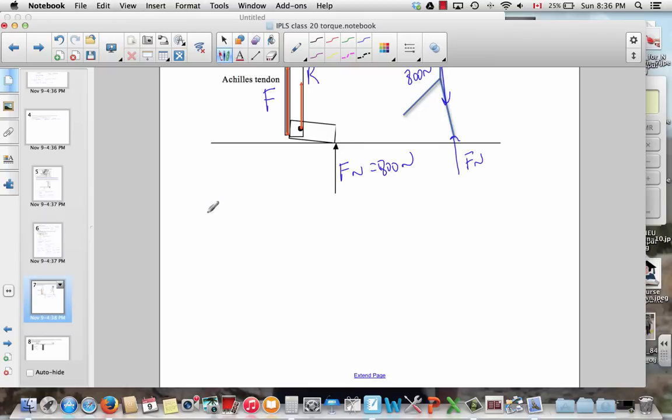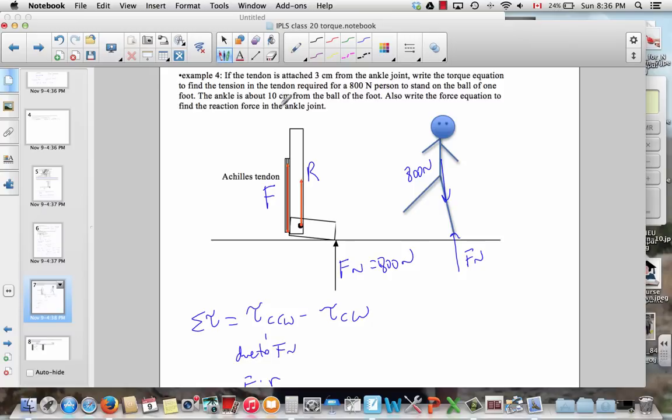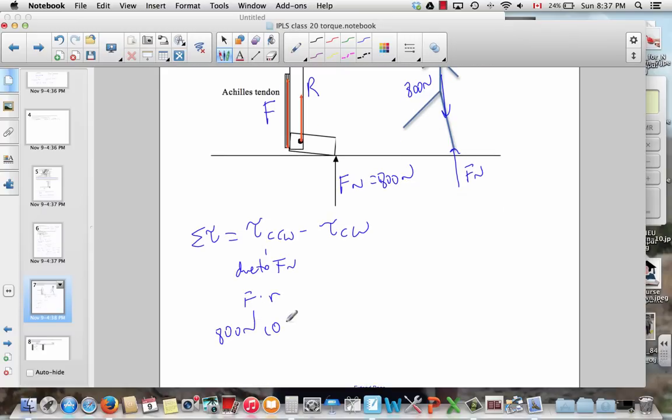So now we can use a torque equation about the pivot point and calculate the tension in the Achilles tendon. Because you see, around this pivot point, the normal force tends to create a counterclockwise torque. And a torque is a force times a distance. The force will be 800 newtons of normal force, and the distance from the ball of the foot to the ankle joint is given as 10 centimeters, or 0.1 meters.